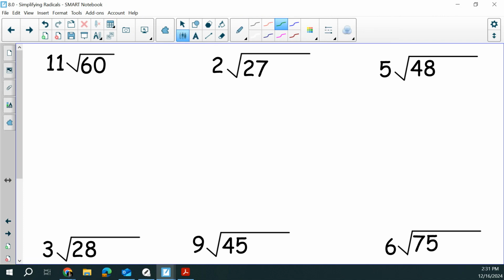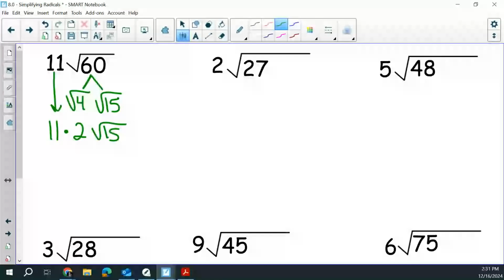So you're looking for a perfect square that goes into 60. So 60 is 15 times 4. So I can break it apart as the square root of 4 times the square root of 15. The square root of 4 is a perfect square. So when I do the square root of that, I get 2. So what we end up with is 2 square root of 15 when we break down the 60, but there's still the 11 in the front.